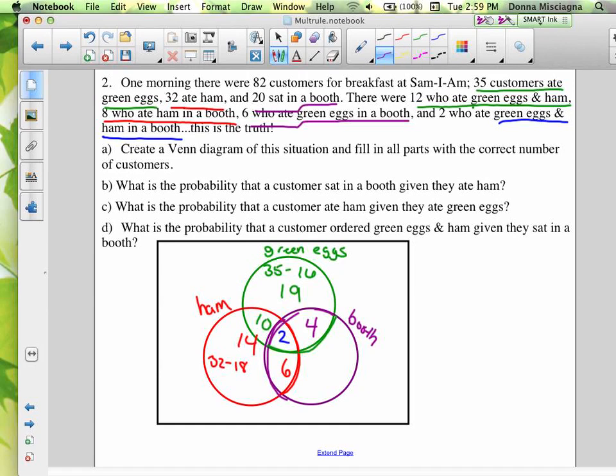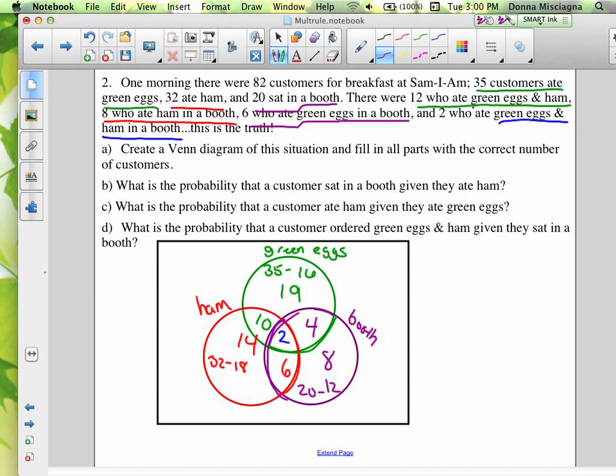All right, so there's 20 who sat in a booth minus the 12 who were doing other things. All right, so 20 minus 12, let's move this over here. That means 8 just sat in the booth and they didn't eat the green eggs and ham. Maybe they had pancakes or something.